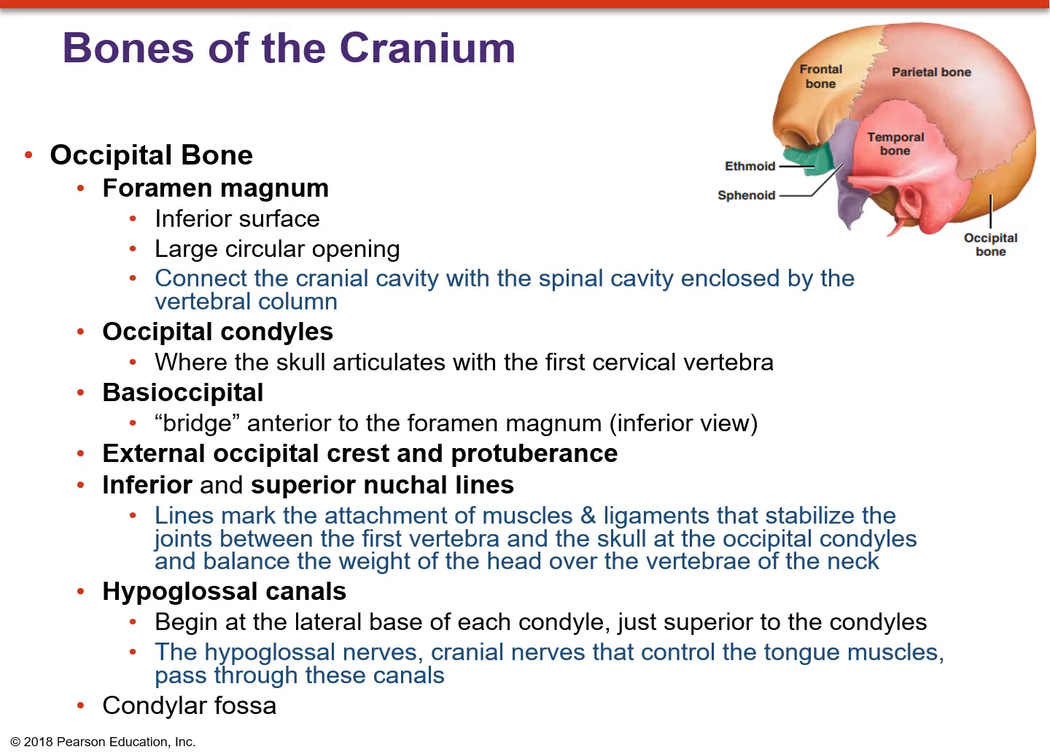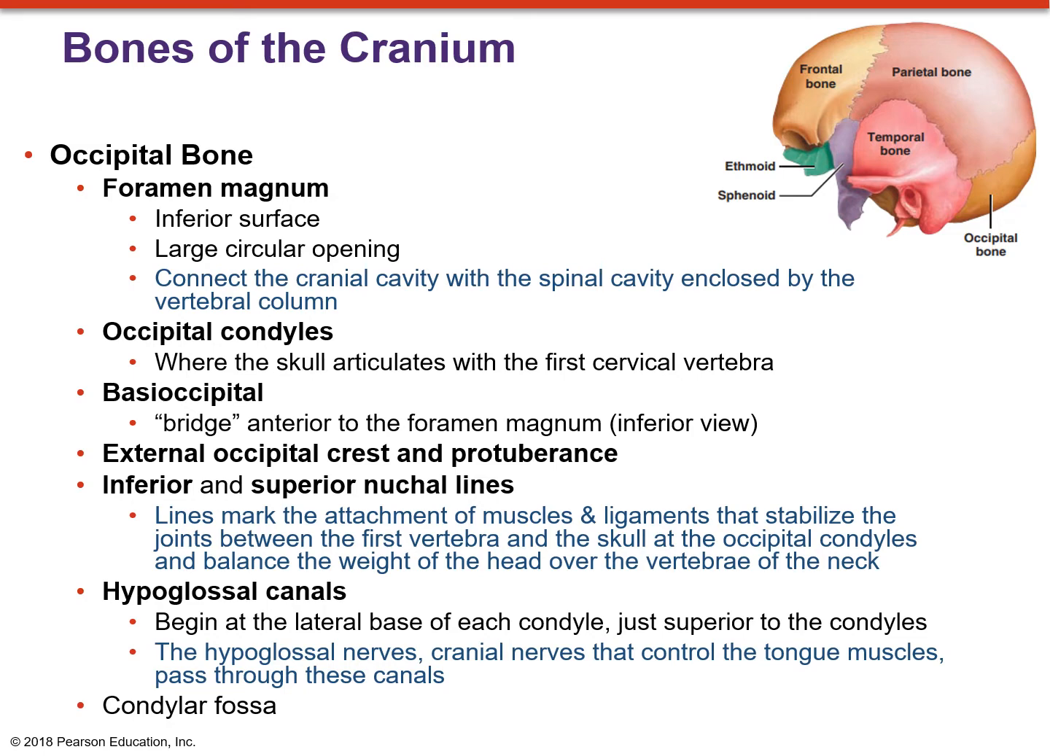With that inferior surface of the occipital bone is going to contain that large opening, that foramen magnum, okay? That foramen magnum. And so that's where we're going to be able to connect the cranial cavity with the spinal cavity. That's going to be enclosed by that vertebral column. Okay.